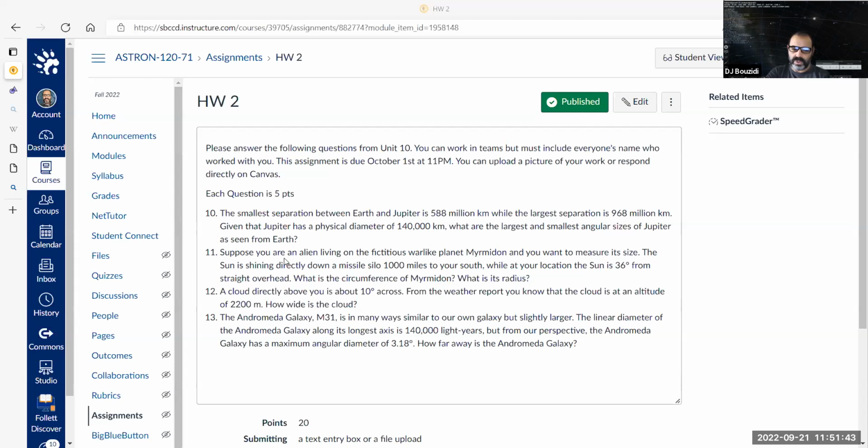Now, here is another one. Suppose you are an alien living on a fictitious planet, and you want to measure its size. The sun is shining directly down at a mile 1,000 miles to your south, while at your location the shadow is making 36 degrees from straight ahead. What is the circumference of this planet or this moon? And then what is its radius? Once you find the circumference, all you have to do is divide it by 2 pi, and you find its radius. So what we know, 1,000 miles down the road, the shadow makes 36 degrees. In our location, there is no shadow.